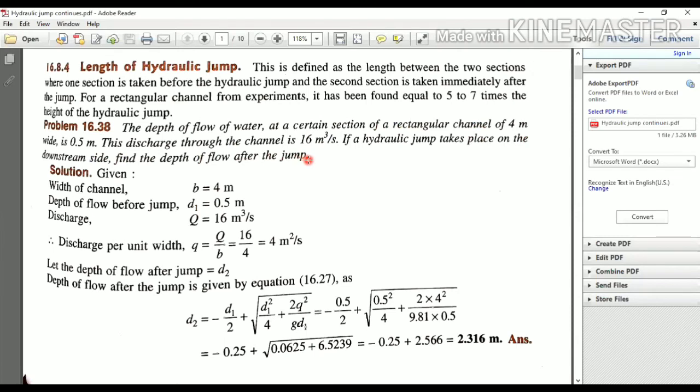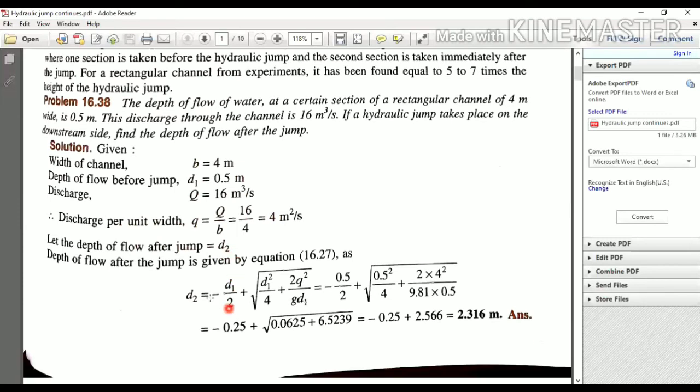The first section depth is given, and I need to find the second section depth d2. See, B, D, and Q are given. So Q is the discharge per unit width. Per unit width is for 1 meter, and the breadth here is given as 4 meter. So 16 divided by 4 is 4 meter square per second. Let the depth of flow of water after the jump be d2. By using this formula, we shall substitute d1, which is given. Other than that, all the values are known. If we substitute, we will get this value.